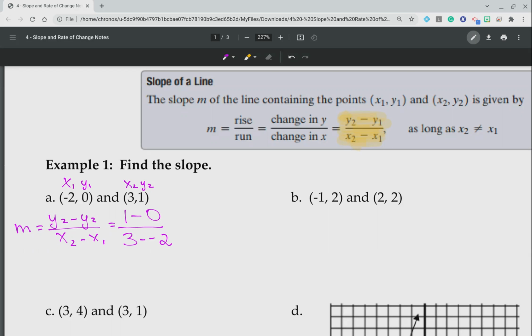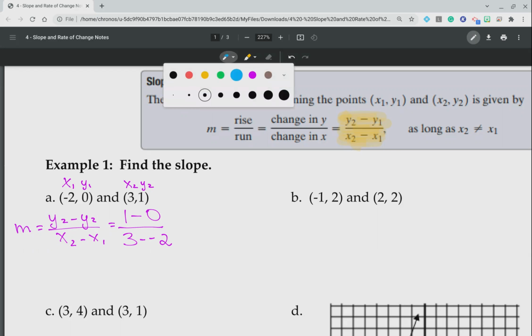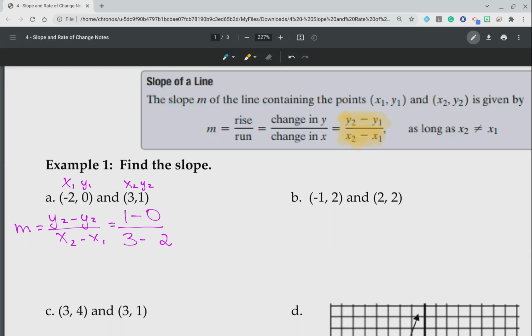Okay, now remember, two negatives always make a positive. So I'm going to change this minus minus here to a plus sign. So now I have 1 minus 0 is 1. 3 plus 2 is 5. So my slope, we always use the letter m to represent slope. I don't know why, but it's always m, is 1 over 5.